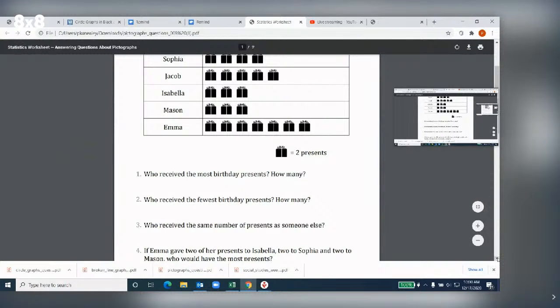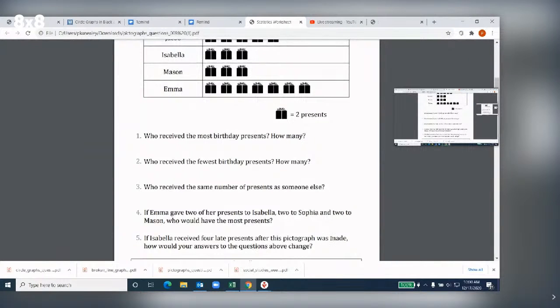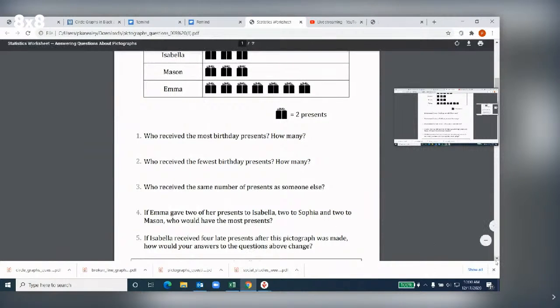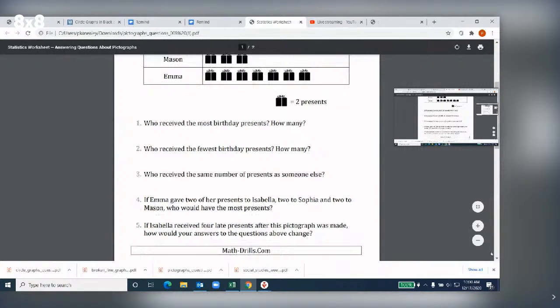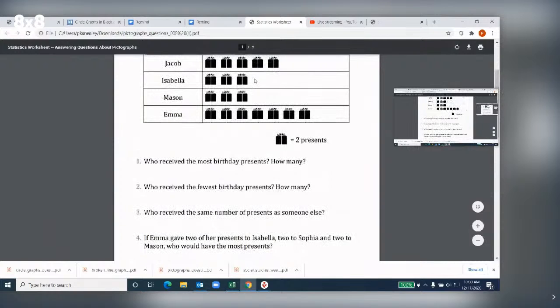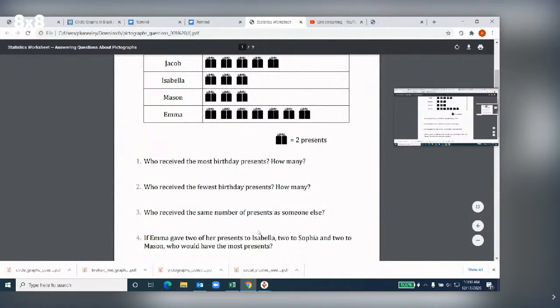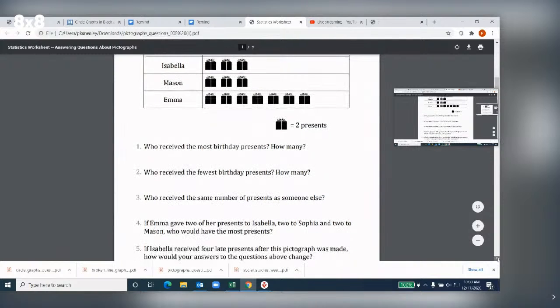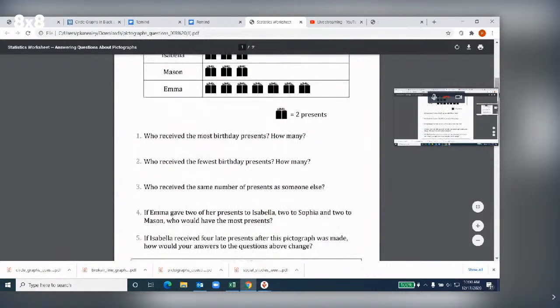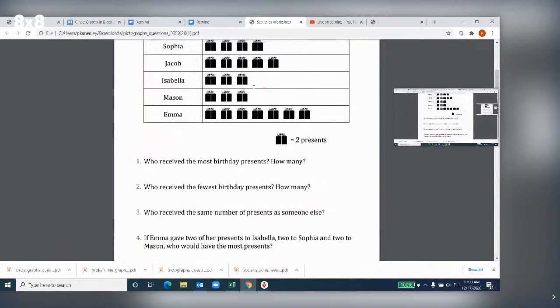Okay. Number 5. If Isabella received 4 late presents after this pictograph was made, how would your answers to the questions above change? So if Isabella got 4 more presents after this, that would give her 7. So what this is saying is after this graph was done, we would add 4 more boxes to Isabella's column. So that would give her 7. And if Emma gave her 2 more, that would be 9. So that would be 18 total.